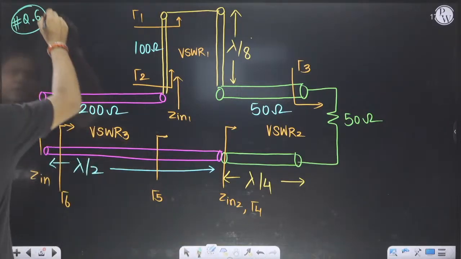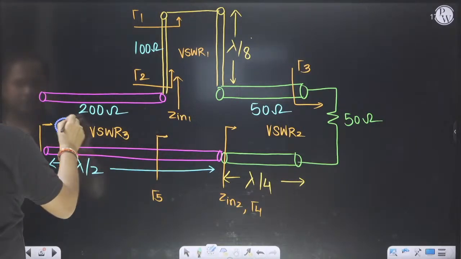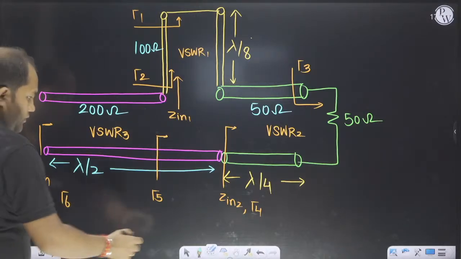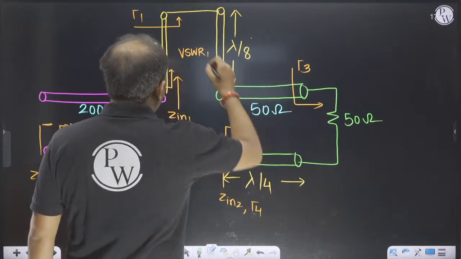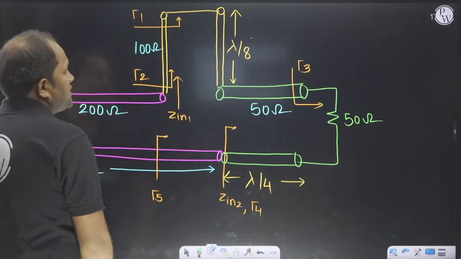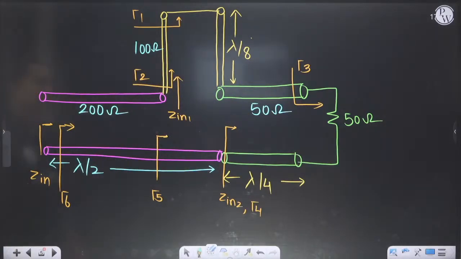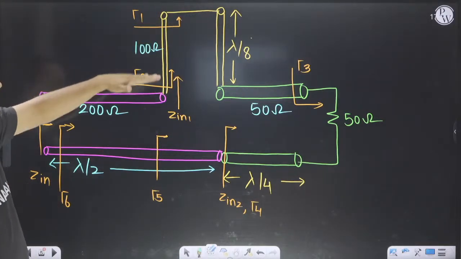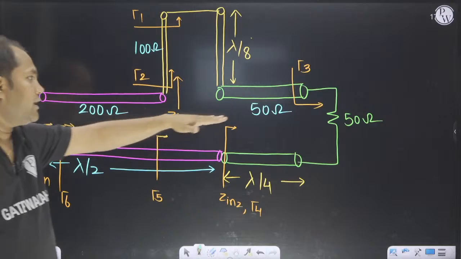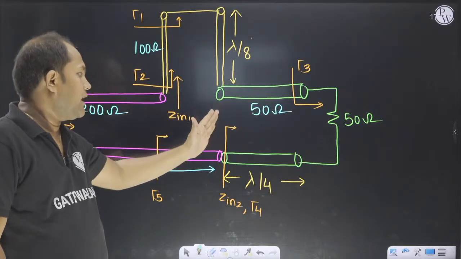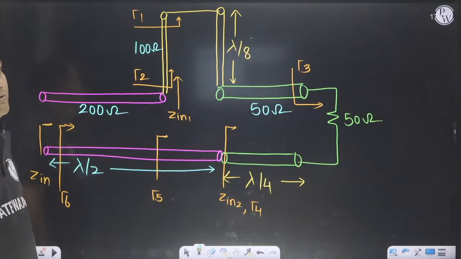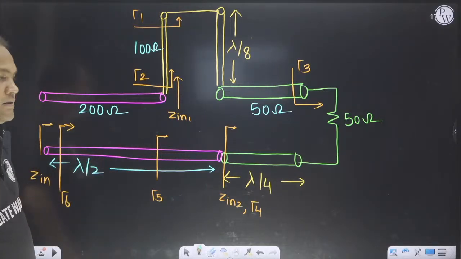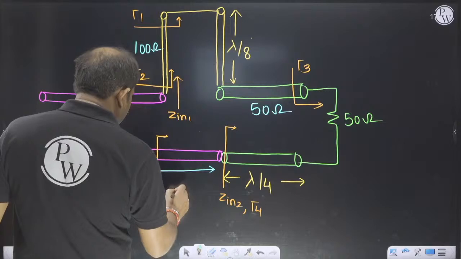So I will calculate the reflection coefficient in all cases. What is the value of the reflection coefficient? I have to calculate that. First of all, I have to calculate gamma 1, gamma 2, gamma 3, gamma 4. Gamma 1 is at the short circuit, gamma 2 at lambda by 8 from the short circuit, gamma 3 at lambda by 4 from ZL2, and at lambda by 2 from ZL, so Zin 3. So this one is Zin 3.